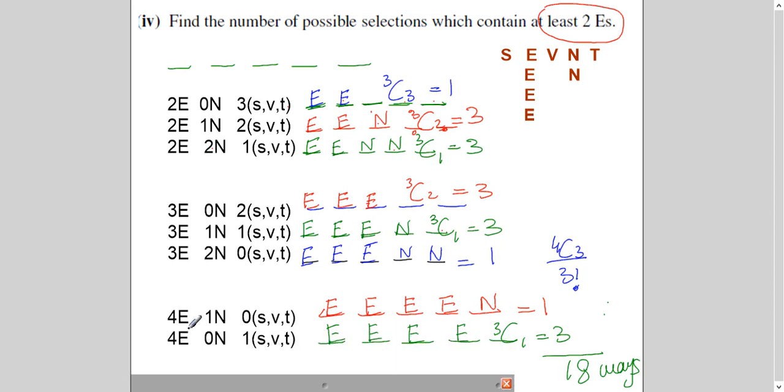Similarly, I am doing it with 4E and 1N or 0N. Now, why am I not saying 2N here? Because 4 plus 2 is 6 and I have to do a selection of only 5 letters, right? So this is how I will do it and then add up all the results, which will be 18 at the end. So with this, I end the video.